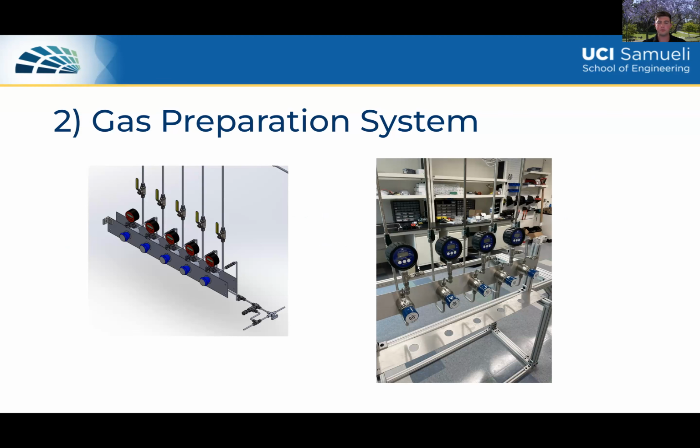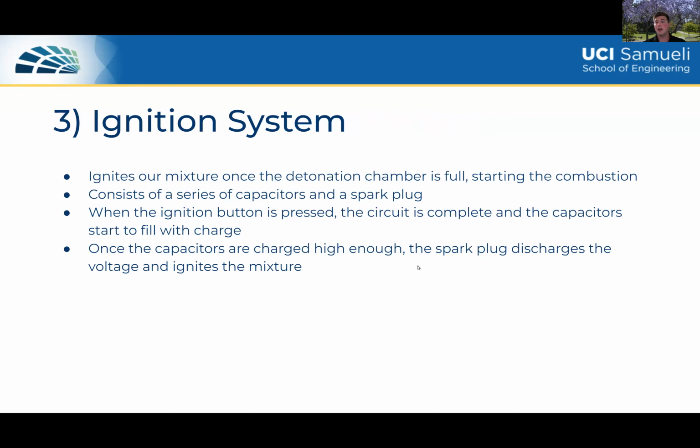How do we ignite our gases? We use a traditional spark plug. And to build up the voltage necessary for this, we use a bunch of capacitors. So when we press our igniter button, the capacitors charge up until they have sufficient voltage, and that voltage discharges and ignites the gases.